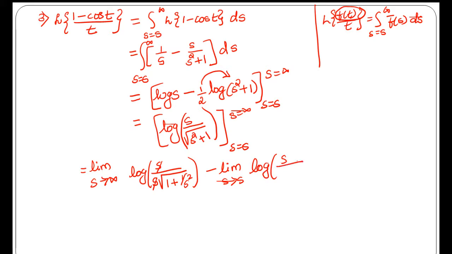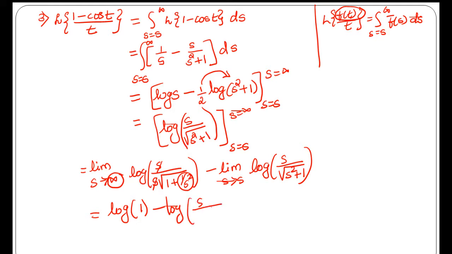There is no change in the function. Here s gets cancelled, so you can apply s equal to infinity now. So you will get log of 1 divided by root of 1 plus 1 by infinity, which is 0. So 1 by 1 is equal to log 1 minus log of s by square root of s square plus 1. Log 1 value is 0. Minus, I change to plus sign by writing log of (s by root of s square plus 1) to the power minus 1.